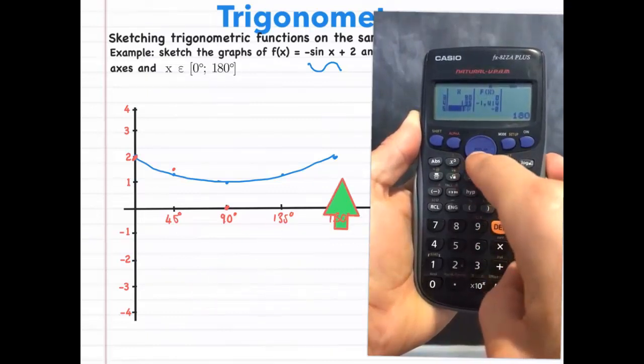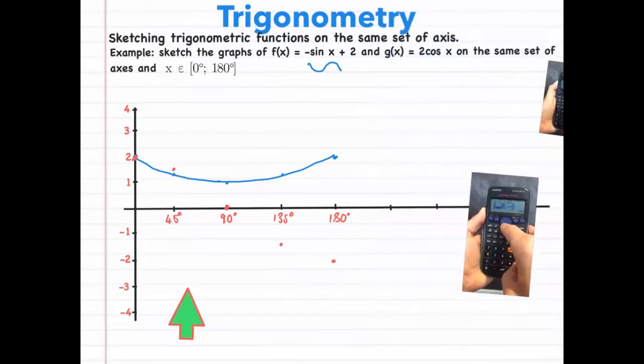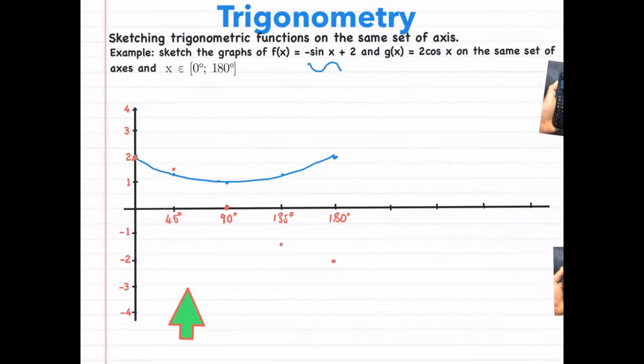So basically at 135 we've got minus 1.414, which will be here at the bottom, a little bit further than the minus 1. There we go. And then we've got 180, which is a minus 2, which is all the way down here. Okay, great. Now let's put away this calculator, and there we go.